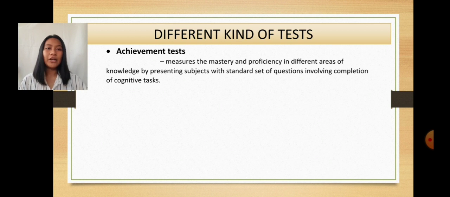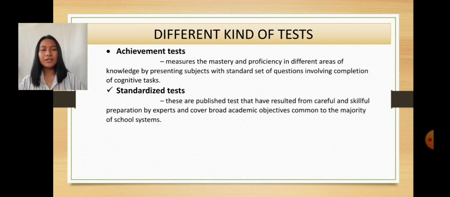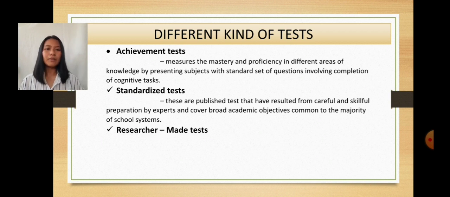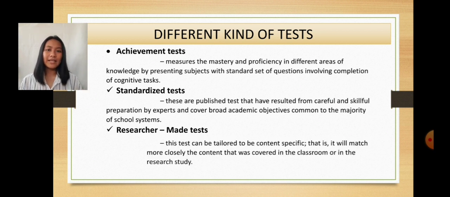Then there are two types of achievement tests we have here. The standardized test, which means these are published tests that have resulted from careful and skillful preparation by experts and cover broad academic objectives common to the majority of school systems. Then research-made tests. These tests can be tailored to be content-specific, that is, they will match more closely to the content that was covered in the classroom or in the research study.